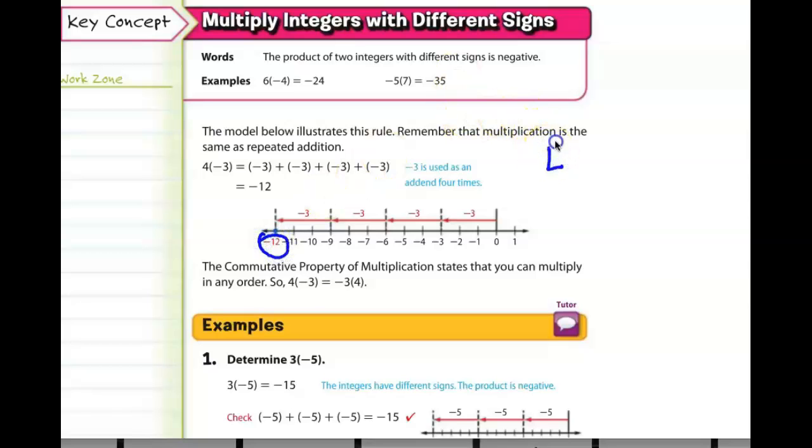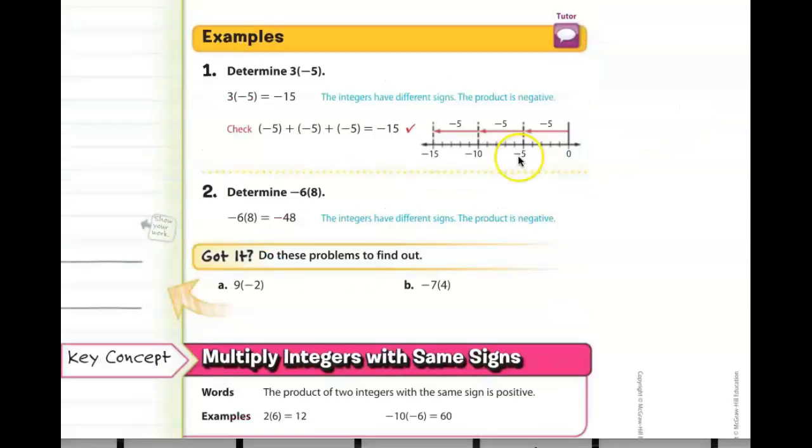So 4 groups of -3 is definitely going to be -12. Okay. Now, if we come down here to the next example, you could see the same thing happening. So we have 3 groups of -5: -5, -5, -5. We're going to land on -15. So that actually makes sense.